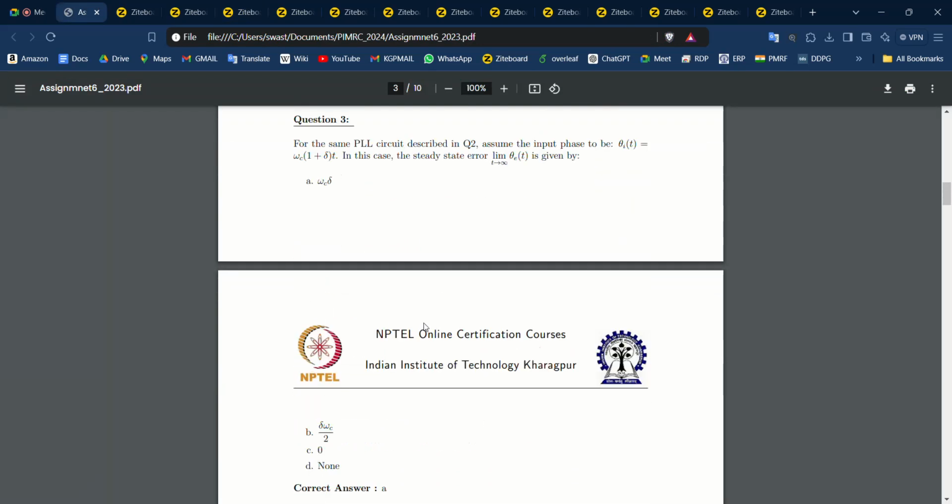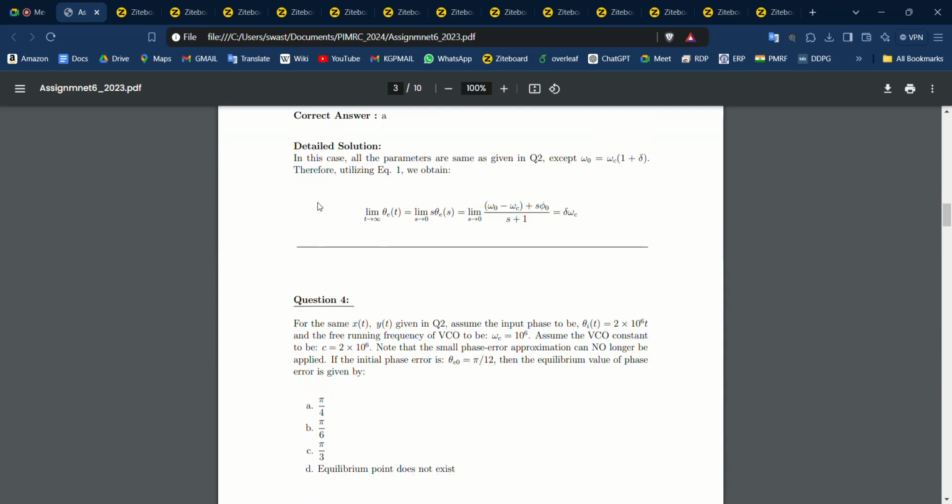So we know that the steady state is omega naught minus omega c. So if the input frequency is omega c into 1 plus delta, then the steady state error will be omega c into 1 plus delta minus omega c. Okay. Now again we have the same frequency. Now they are saying omega naught equal to 2 into 10 to the power 6. Omega c is 10 to the power 6.